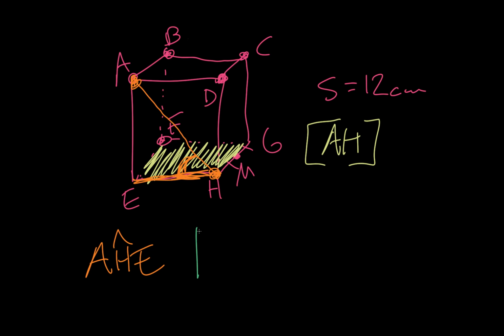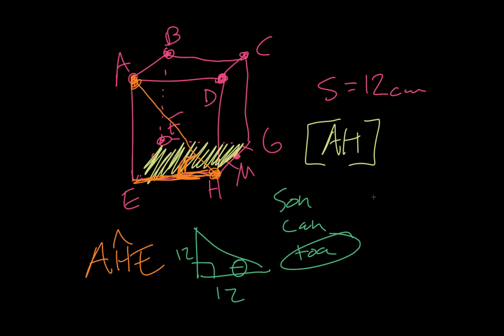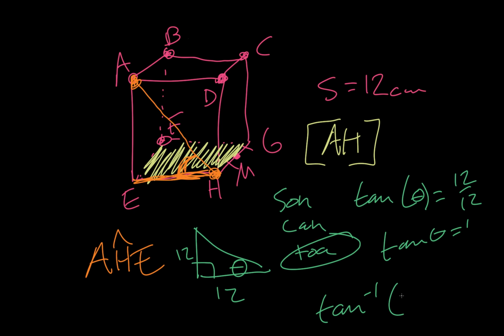This problem just becomes a right triangle where we know the base is 12, the legs are both 12, and there's some angle that we want to know. So it becomes a SOHCAHTOA problem, and we want to figure out which one. We have opposite and adjacent, so that's tangent. Tangent theta equals 12 over 12, so tangent theta equals 1, and we do the inverse tangent of 1.